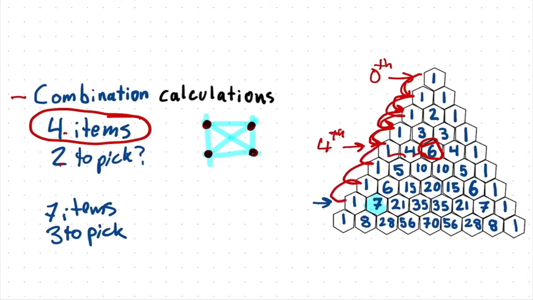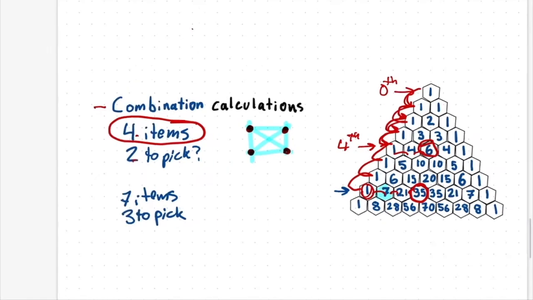And I have 3 that I want to pick, so I have to go in 3. So I start with this one right here. This is my 0th item, and I go 1, 2, 3. There's 35 possible ways to pick 3 items from a possible 7. And that's a little bit too hard for us to imagine, so you're maybe just going to have to believe me on that one, but this is true for any combination that you pick.